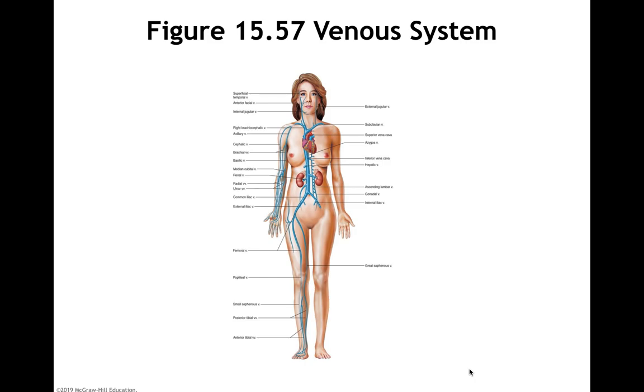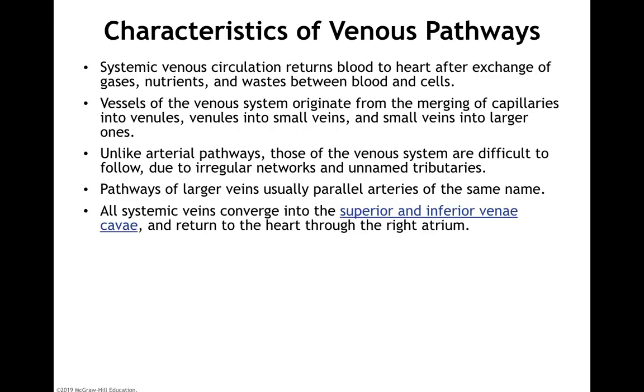I don't think that's a productive way to teach this, but I am going to walk you through some of these slides that give you the important ones. So there are some general characteristics. Venous circulation returns blood to the heart after exchange of gas, nutrients, and waste.